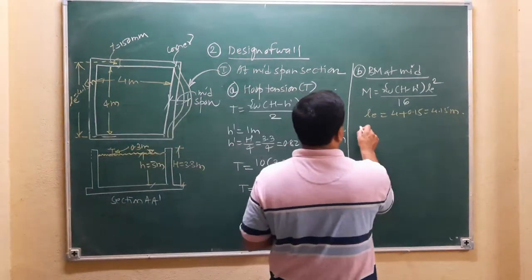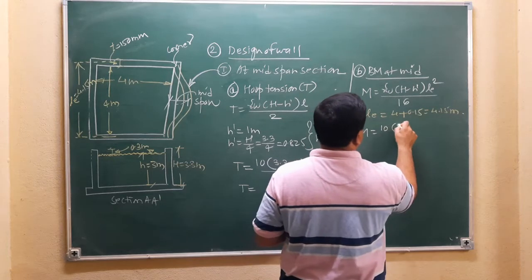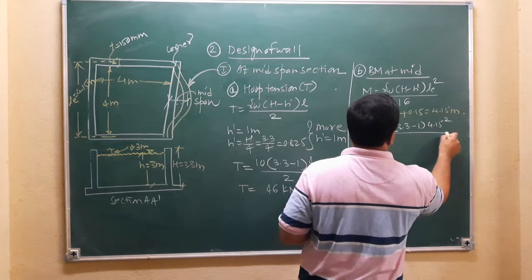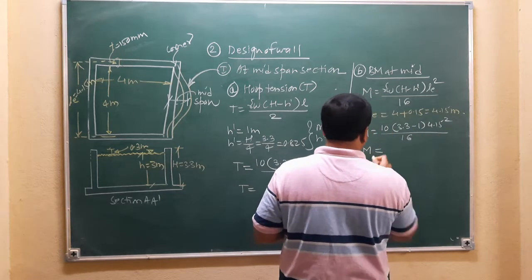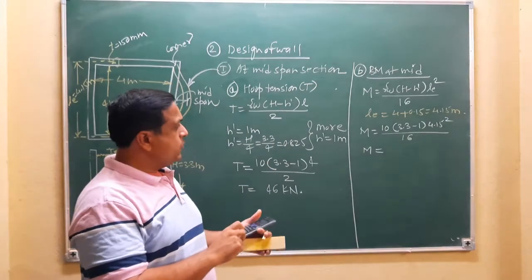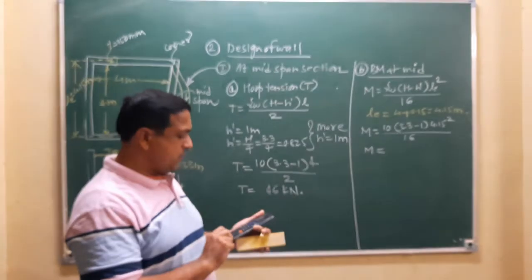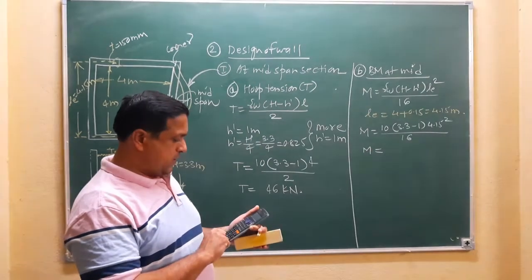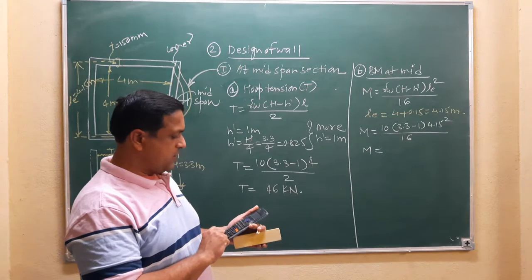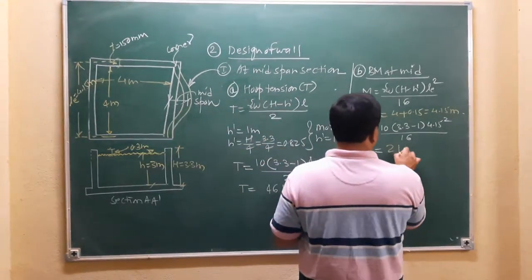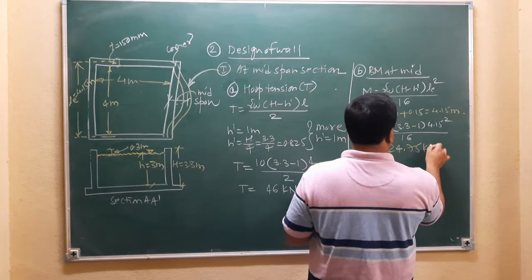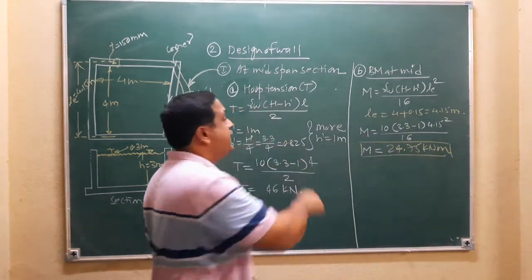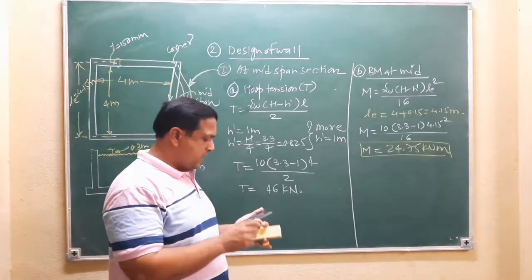Now you have to put M is equal to gamma W is 10, 3.3 minus 1, 4.15 meter square divided by 16. From this formula you get the bending moment. I will calculate: 3.3 minus 1 into 4.15 into 4.15 into 10 divided by 16. 24.75 kilonewton meter. So this is the bending moment at mid span.